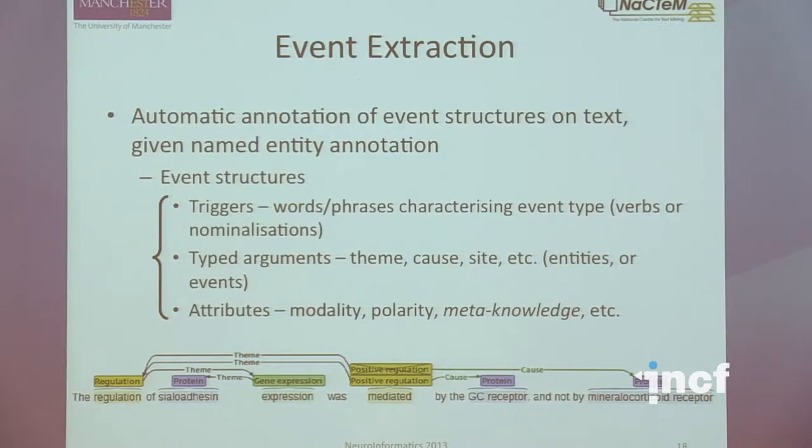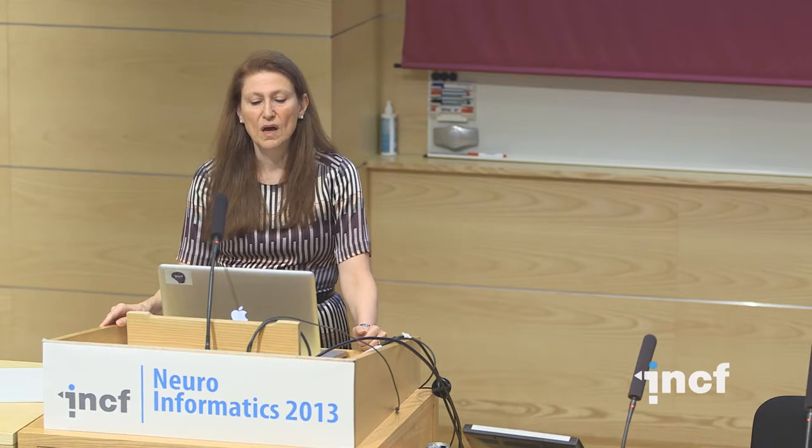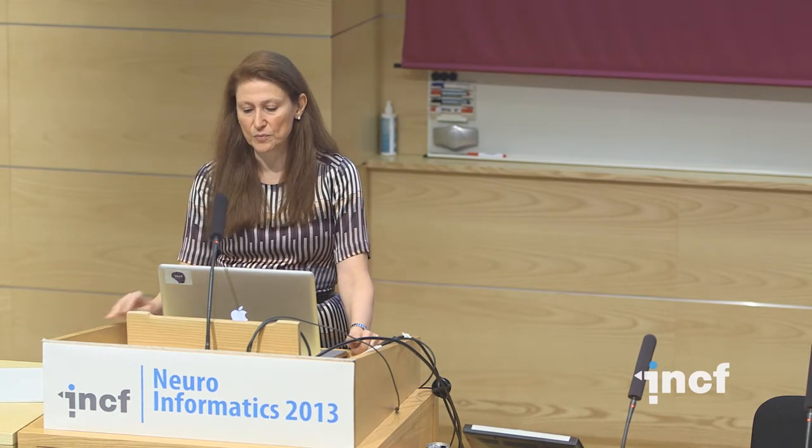To do that, we have created systems, and the natural language processing community working in biomedicine is working actively on methods and systems that automatically extract events. Automatic annotation of events in text normally consists of extracting the triggers, basically the words or phrases that characterize an event type. Typically, they're verbs or nominalizations, like inhibition. And then what we call typed arguments. What is, for instance, the causality? What is the site? So you have several arguments that are the context of this event. And then the attributes. Is this something negated? Is it speculative? And so on.